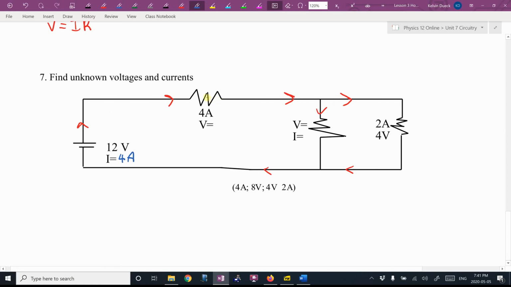How many amps right here? 4 amps. How many amps right here, just before the junction? 4 amps. How many amps went this way? 2 amps. So how many amps went this way? Must have been 2 amps. Otherwise, how could I get 4 amps?